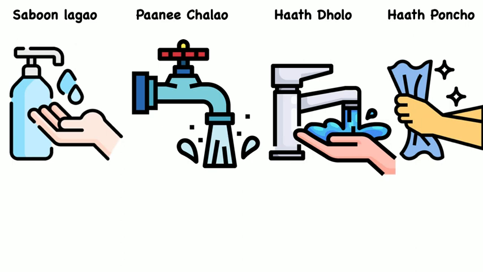Haath is a word you know because we just learned it. Haath is hand. Haath dholo. Dholo means to wash. Wash your hands. And then haath pocho. Pocho is to dry or to wipe. So haath pocho. Sabun lagao, pani chalao, haath dholo, haath pocho. And that is our little Hindi rhyme for washing our haatho, our hands.